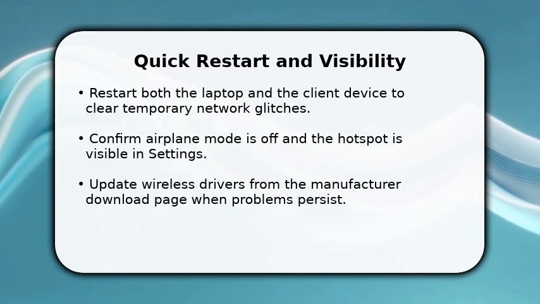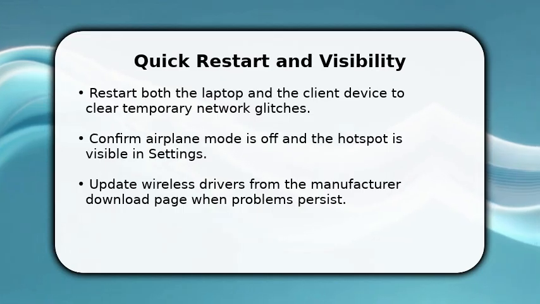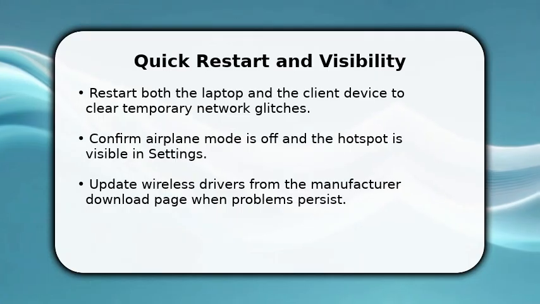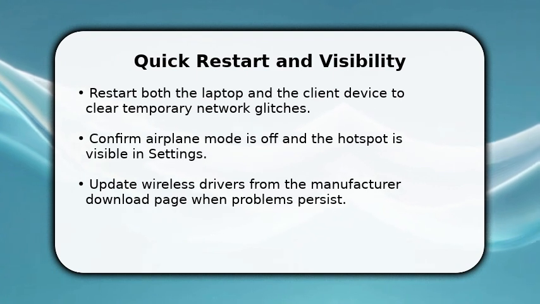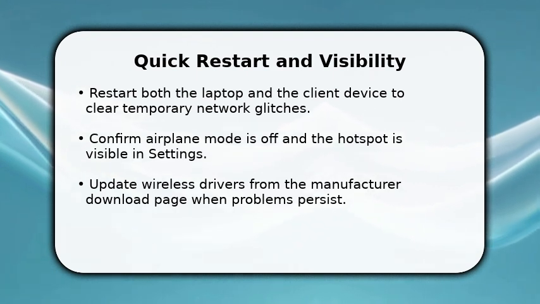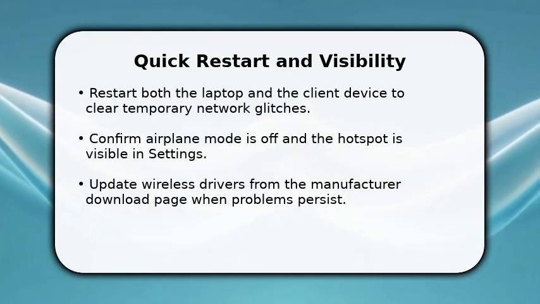Check airplane mode is off and the Wi-Fi adapter shows enabled in Device Manager. If visibility fails, change the hotspot name to a simple ASCII SSID and save. Also set a basic WPA2 password and a temporary channel like Channel 6 for testing. Finally, update your wireless drivers from the manufacturer download page if needed.